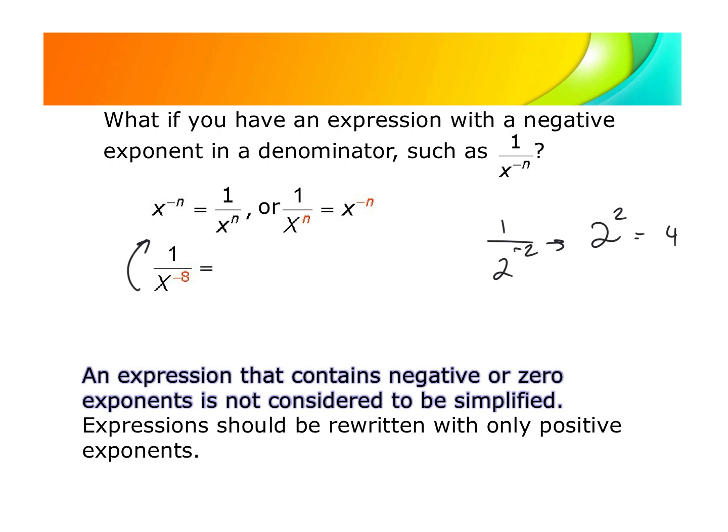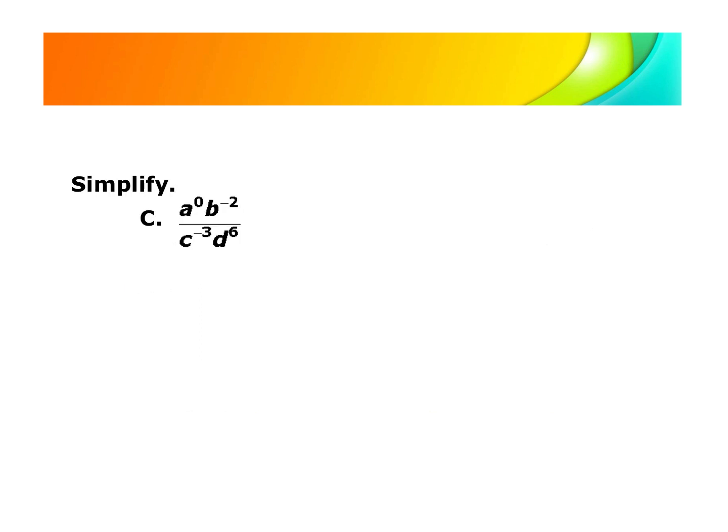So an expression that contains negative or 0 exponents is not considered to be simplified. An expression should be written with only positive exponents. So as you guys are simplifying, you do want to make sure you flip over the negative exponents, as you always want them to be positive. That is going to be very important as to simplifying the expression. If you have a negative exponent as the answer, that answer is technically wrong. So let's simplify this one together.